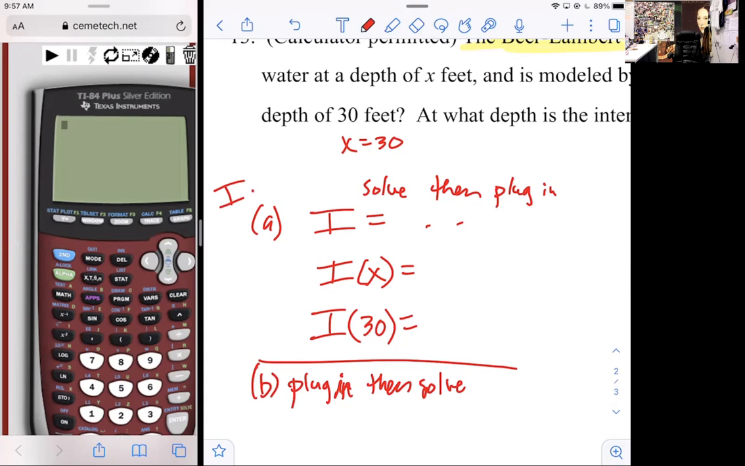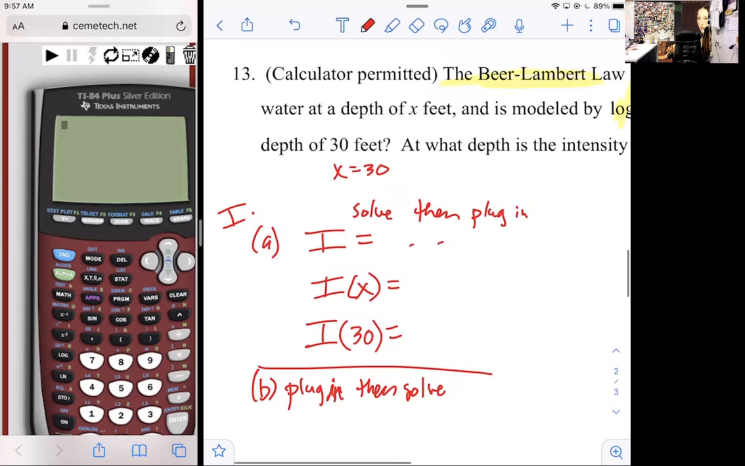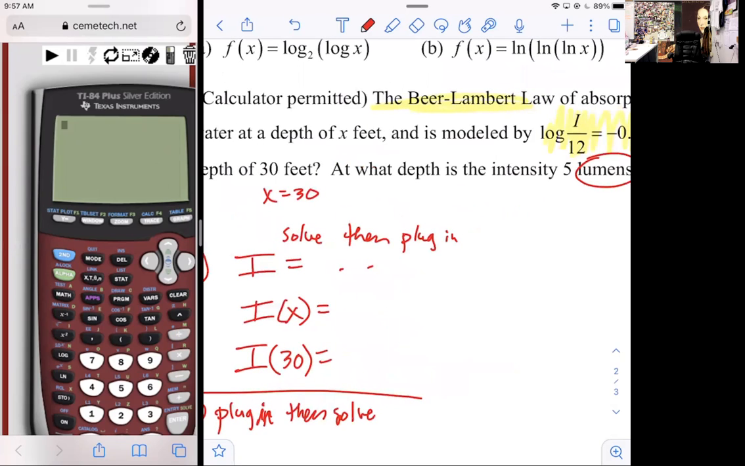See what I'm saying? If I solve for I first with all the variables intact, then if I want to figure it out for different depths, x, I can just plug into the right side. I don't have to do the math anymore. It's literally plug and chug, like finding a y-intercept on a graph.